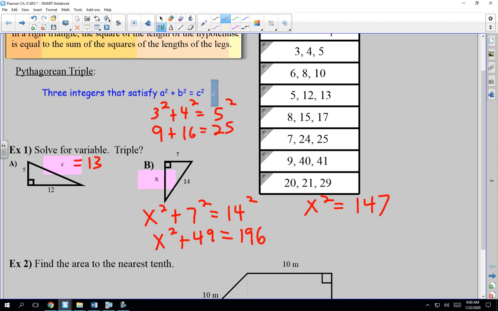So now you got to make the decision. You could find a decimal approximation. What is the decimal approximation? Maybe you hit second and then the x squared button and then 147. Square root of 147, which is about 12.13. That's a decimal approximation. We'll use squiggly equals. That makes sense for that picture. Definitely not a triple, right?